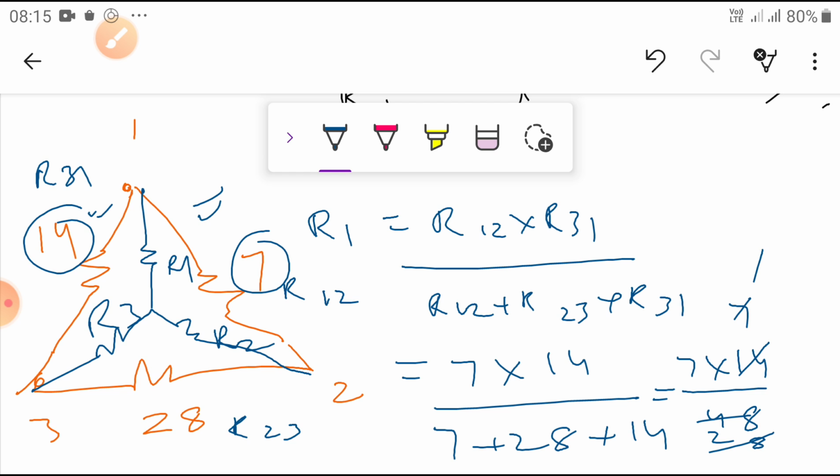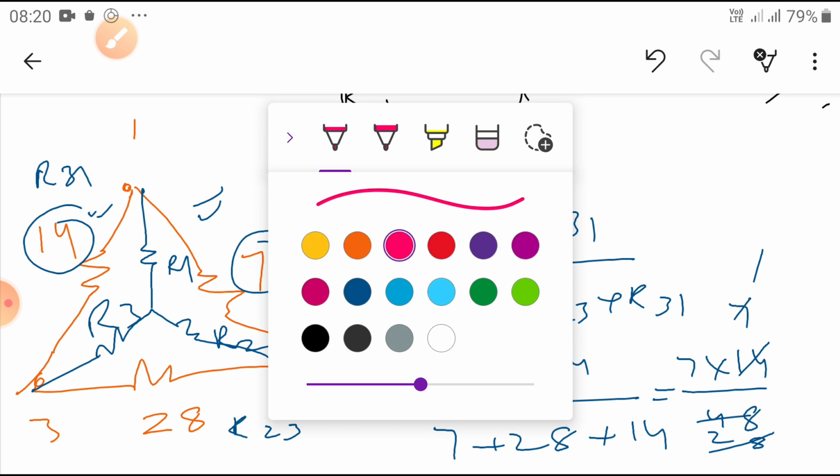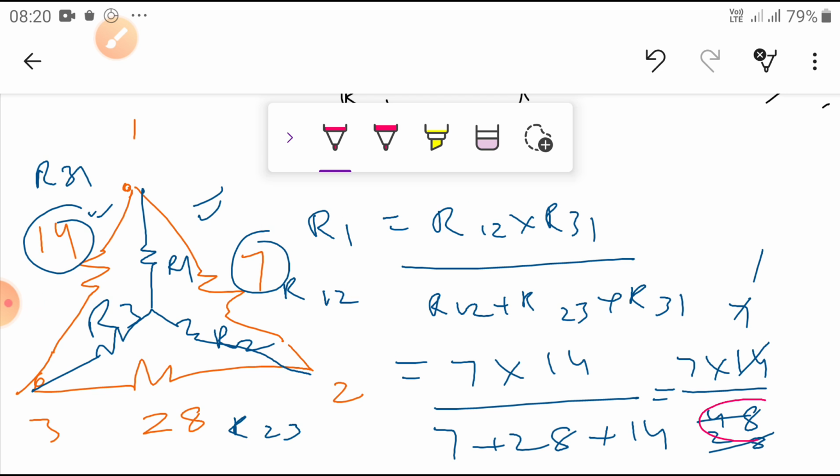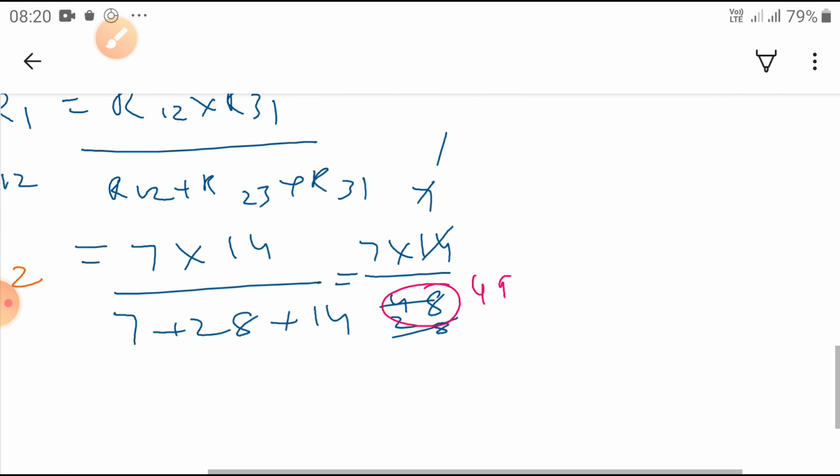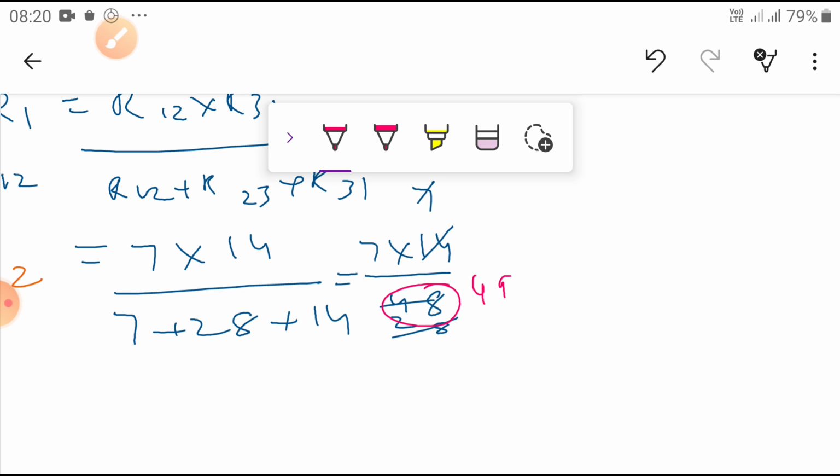Okay, just wait. Here's something, a mistake. Where is the mistake? You have to be careful. 7 plus 28 plus 14 is not 48. Here is the mistake I made. This value is 49, not 48. So simply write it here. While doing the calculations, dear students, don't get confused. Be careful.